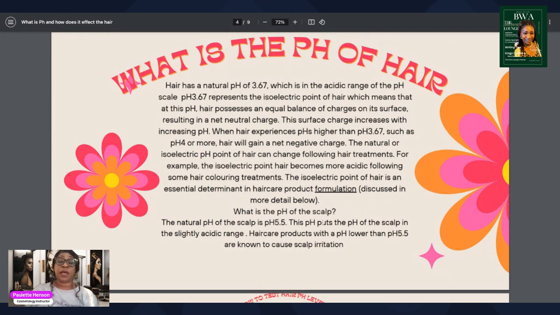What is the pH of the scalp? The natural pH of the scalp is 5.5. This puts the pH of the scalp in a slightly acidic range. Hair care products with pH lower than 5.5 are known to cause scalp irritation. So be mindful of that.